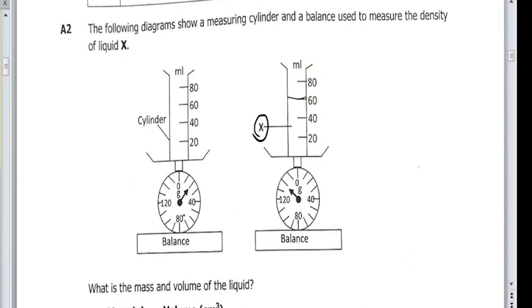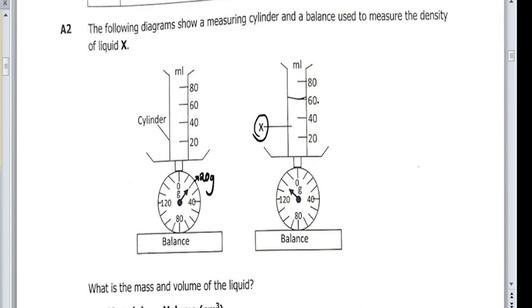So I'll start by finding the mass of liquid X. Without the liquid here, the mass is here. This is where the pointer is. If this is 0, 10, 20, 30, 40, then at this point, this is 20 grams. So the 20 is the mass of the measuring cylinder without the liquid.